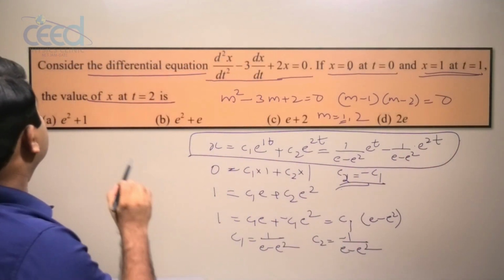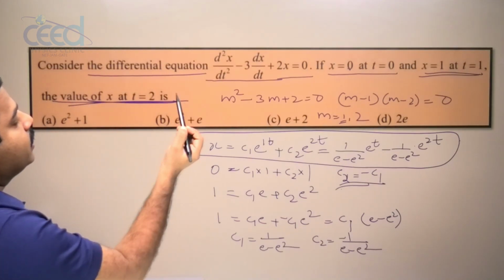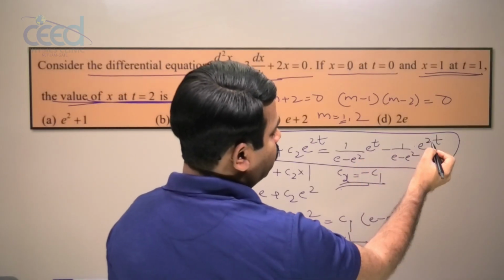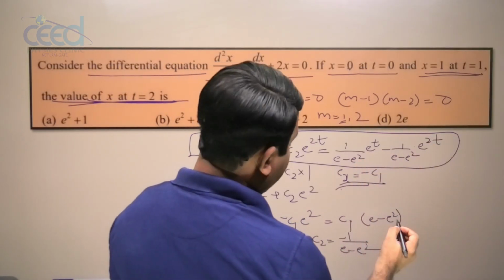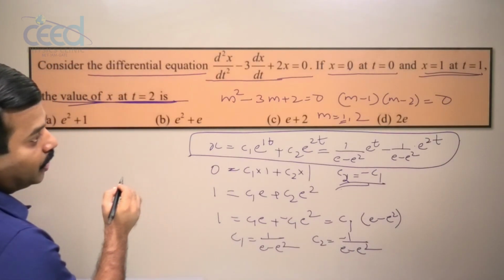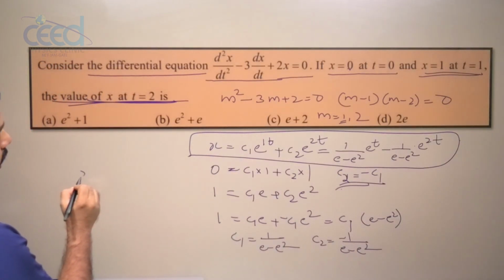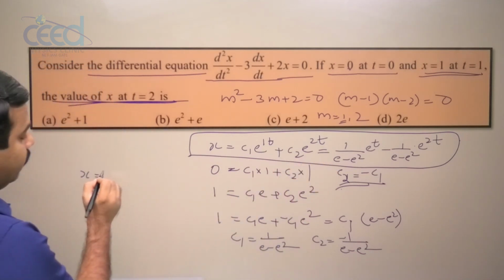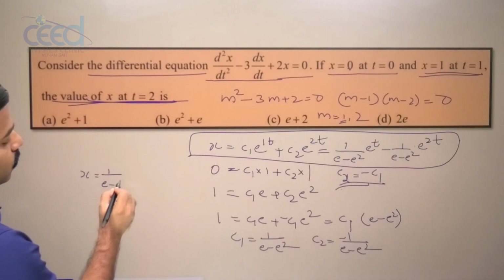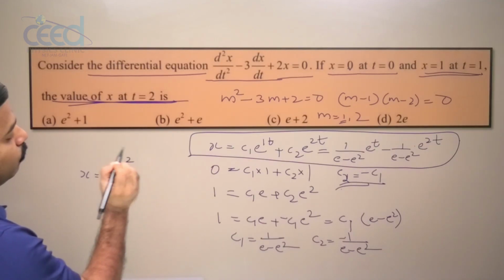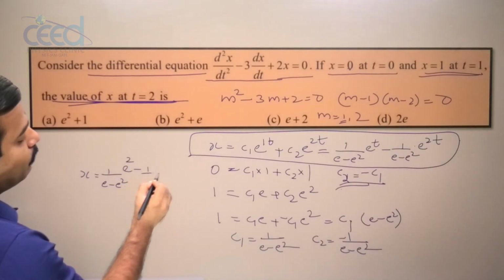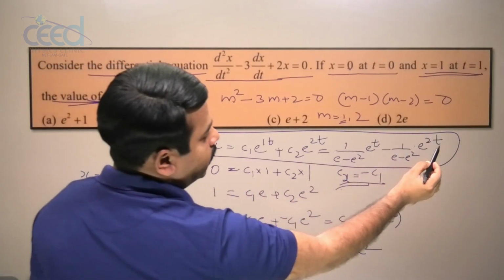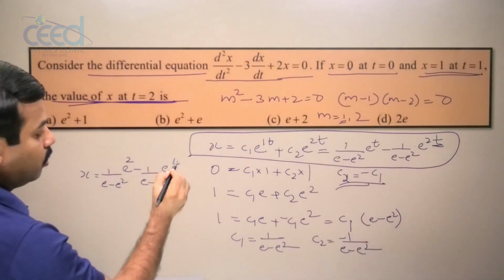But our question is, what is the value of x at t is equal to 2? T is equal to 2 means here you put a 2, here you put a 2. Then what do you get finally? So let us solve here. Then x is equal to 1 by (e minus e square) into, t is equal to 2 means e square, minus 1 by (e minus e square) into e raised to, here t you put 2, means e raised to 4.